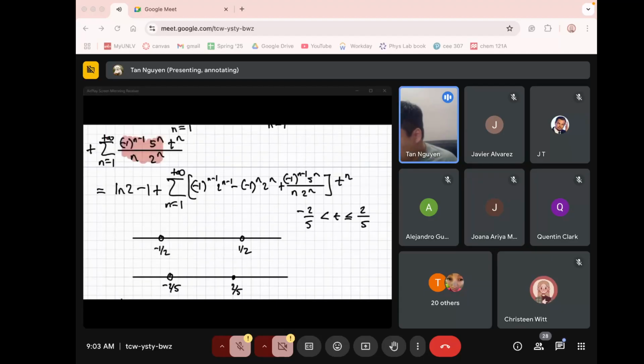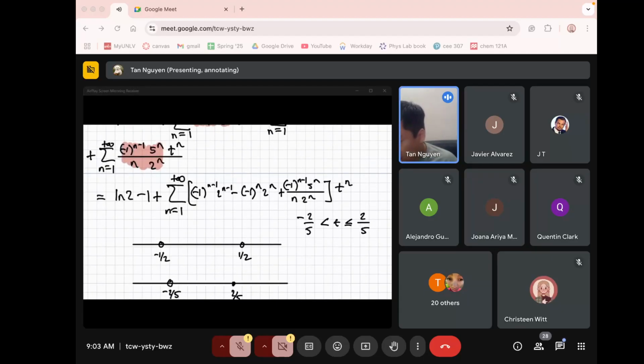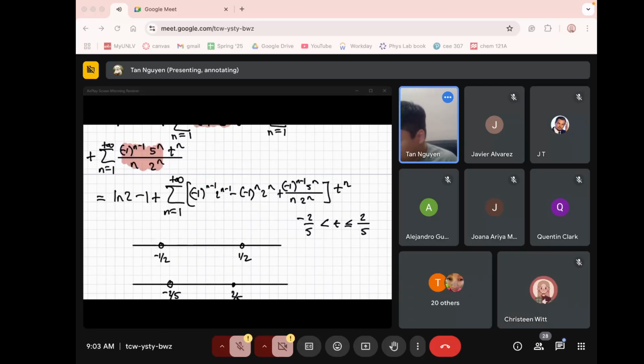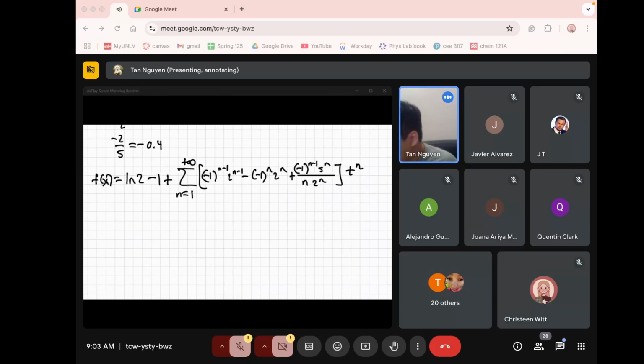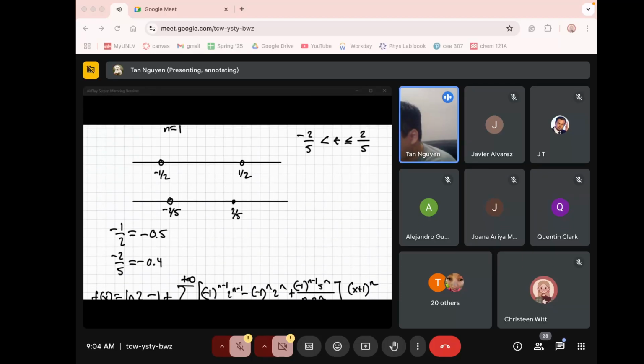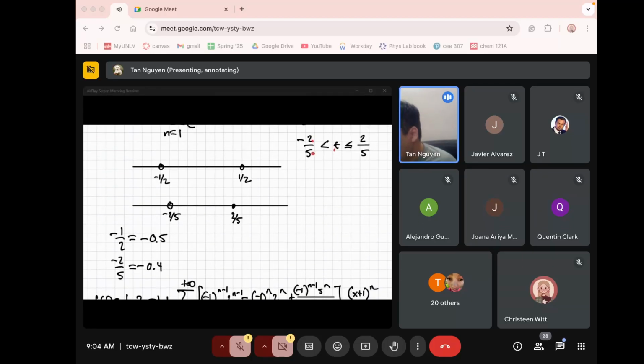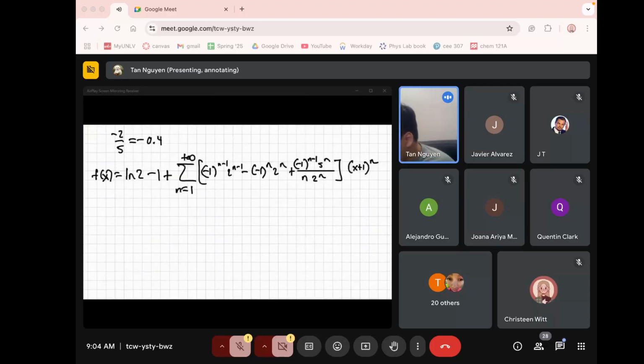So replace t by x plus 1. So I'm simply going to copy the series here and just replace t by x plus 1. So my f of x will be equal to this series right here, except t is replaced by x plus 1. What is my interval of convergence now? So instead of t between -2/5 and 2/5, x plus 1 is between -2/5 and 2/5. Does that make sense, guys?